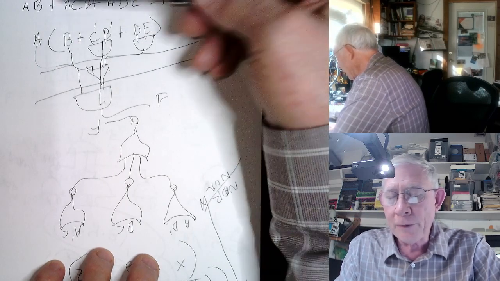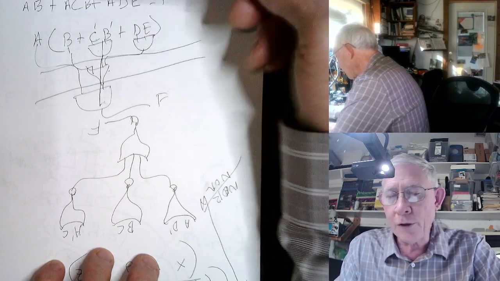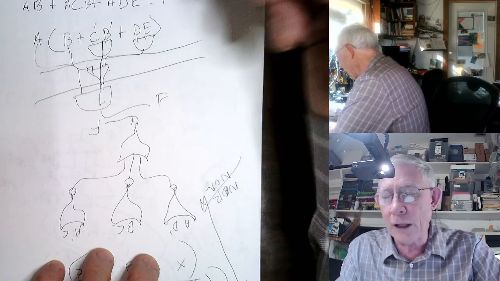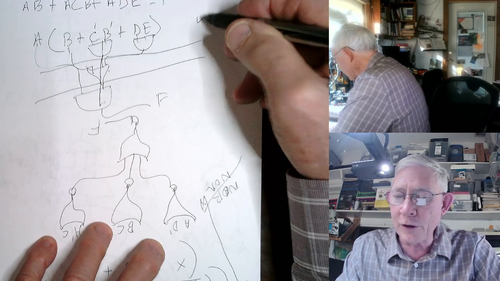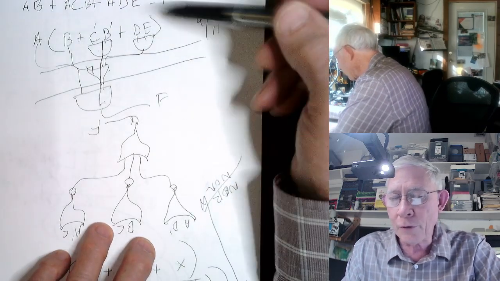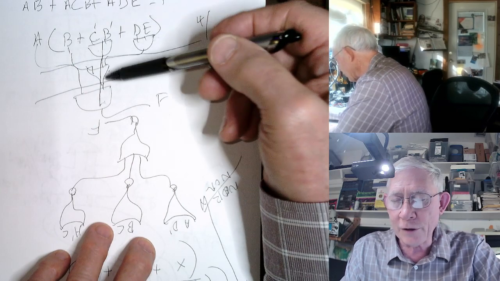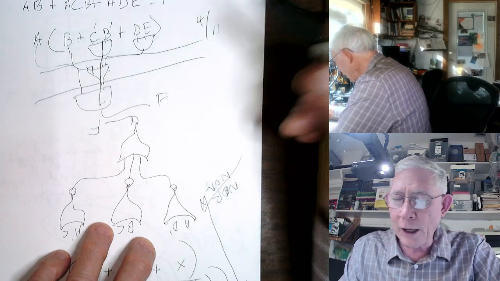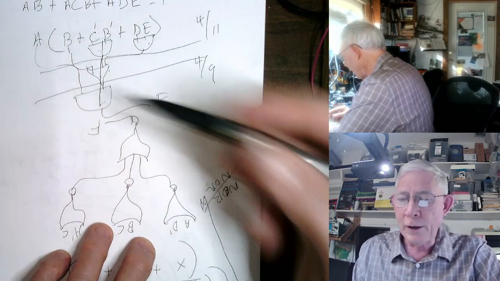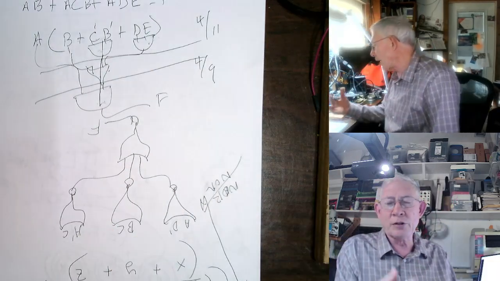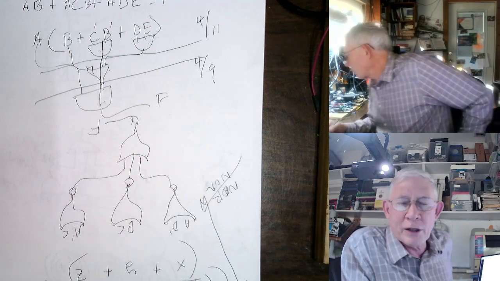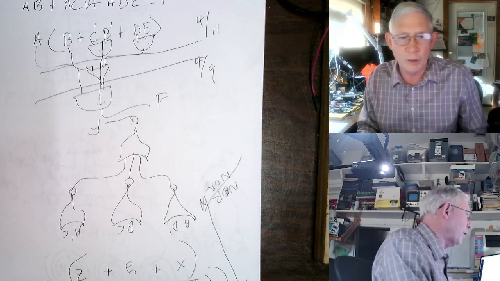But here we have 1, 2, 3, 4, 5, 6, 7, 8, 9, 10, 11 inputs. So we have 4 gates and 11 inputs. Whereas with this one, we have 1, 2, 3, 4, 5, 6, 7, 8, 9. We have 4 gates and 9 inputs. So it saves some hardware. But there are examples with more dramatic solutions. I just didn't pick a good one here. Okay.